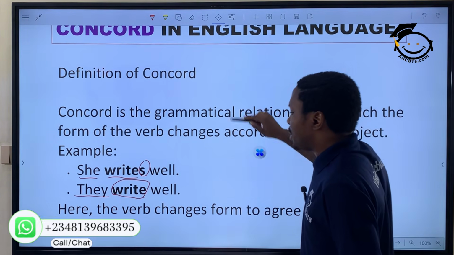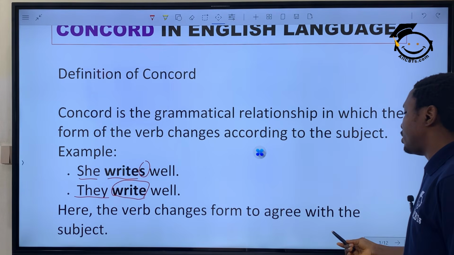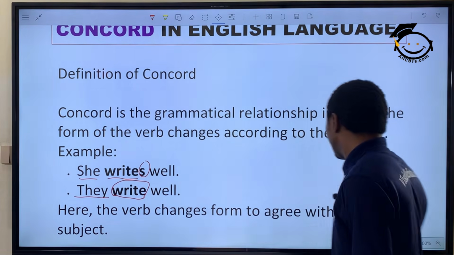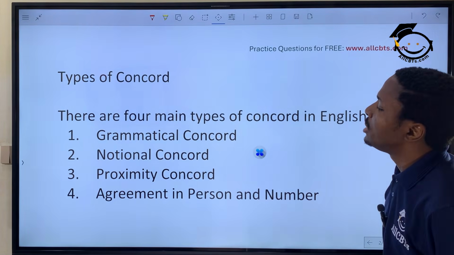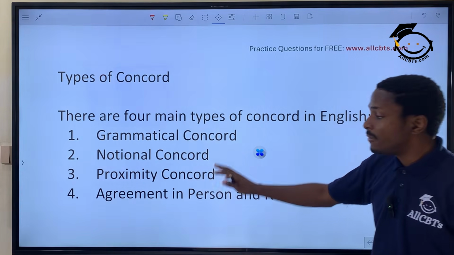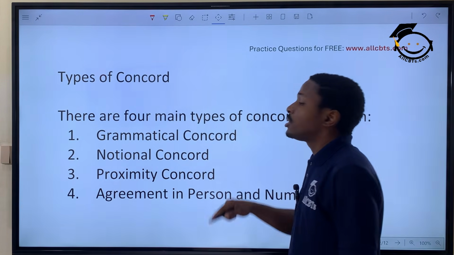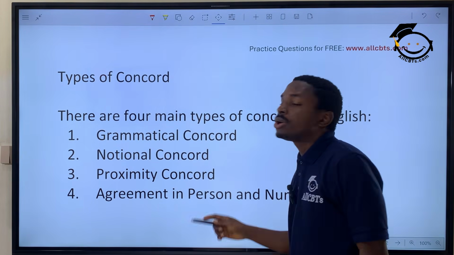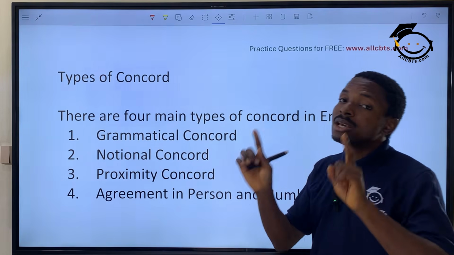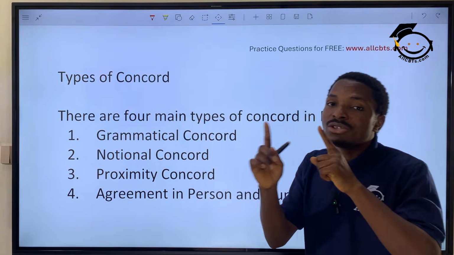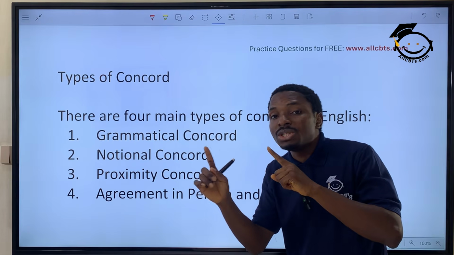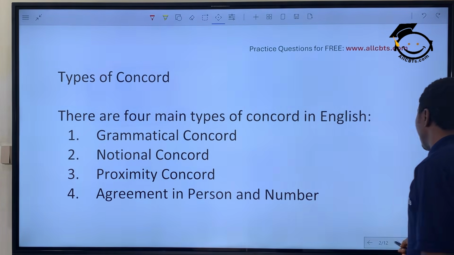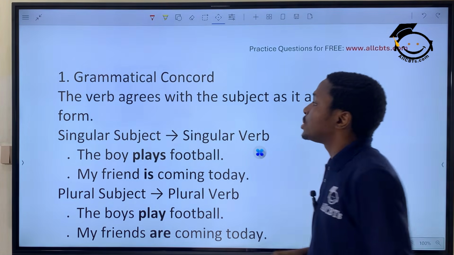Let's see more now. The verb changes to agree with the subject, as I've explained in detail. Then we have some types of Concord, 4 types actually. You have the grammatical Concord, you're going to see them shortly, the notional Concord, the proximity Concord. What proximity just means is close. The subject agreement switches based on how close they are, and you have agreements in person and number. You will understand as we go further.